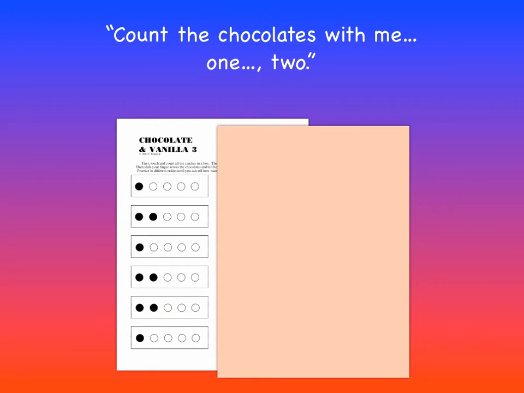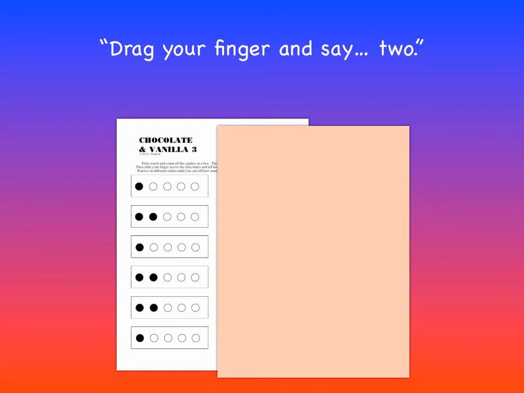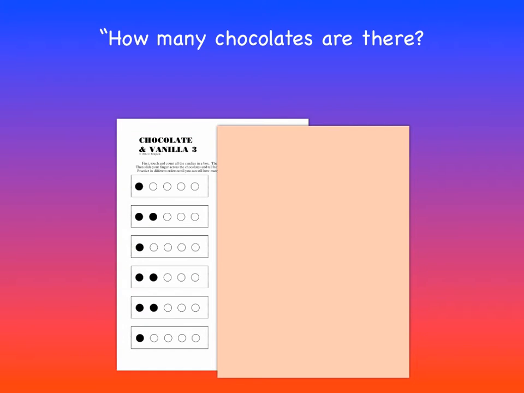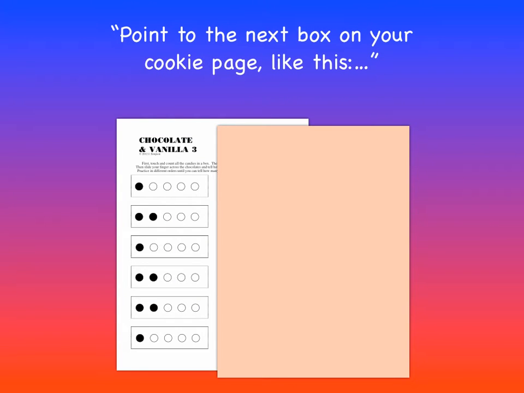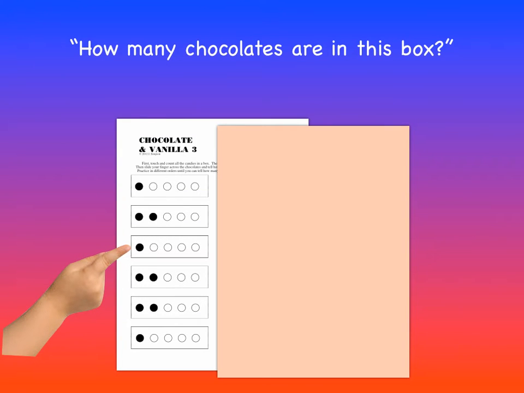Now, count the chocolates with me. Step 2. Ready? 1, 2. Now drag your finger and say 2. How many chocolates are there? 2 chocolates. Point to the next box on your cookie page like this. How many chocolates are in this box? 1. That's correct.